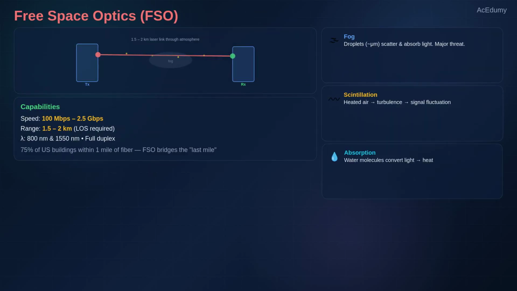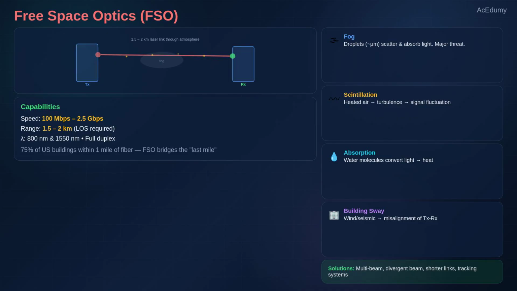Now let us explore free space optics, or FSO. FSO is wireless optical transmission through the atmosphere, using infrared light instead of radio waves. In the United States, only 5% of buildings are connected to fiber, but 75% are within 1 mile of the fiber backbone. FSO bridges this last mile gap.